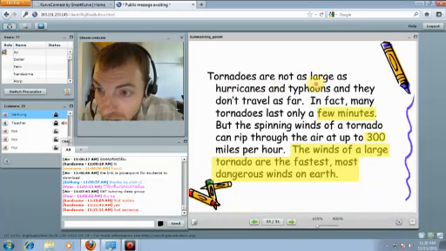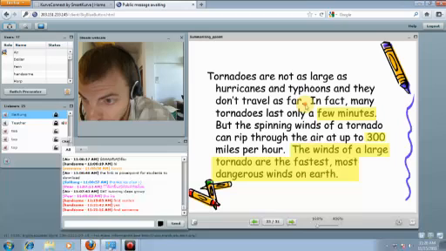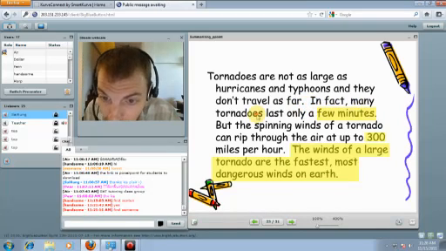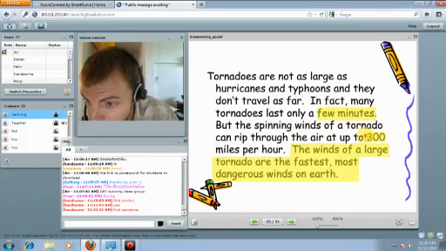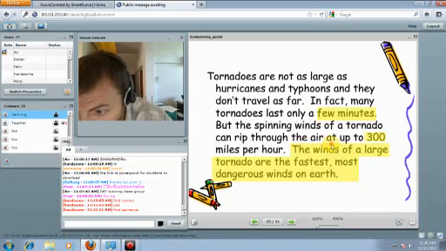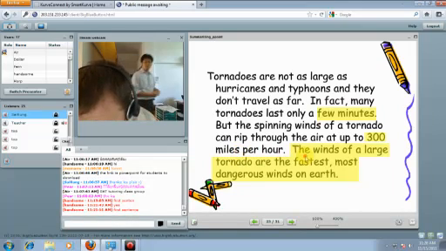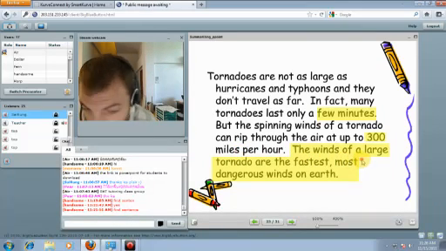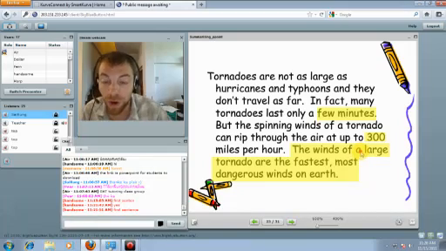Tornadoes are not as large as hurricanes and typhoons, and they don't travel as far. In fact, many tornadoes last only a few minutes, but the spinning winds of a tornado can rip through the air at up to 300 miles per hour. The winds of a large tornado are the fastest, most dangerous winds on Earth.